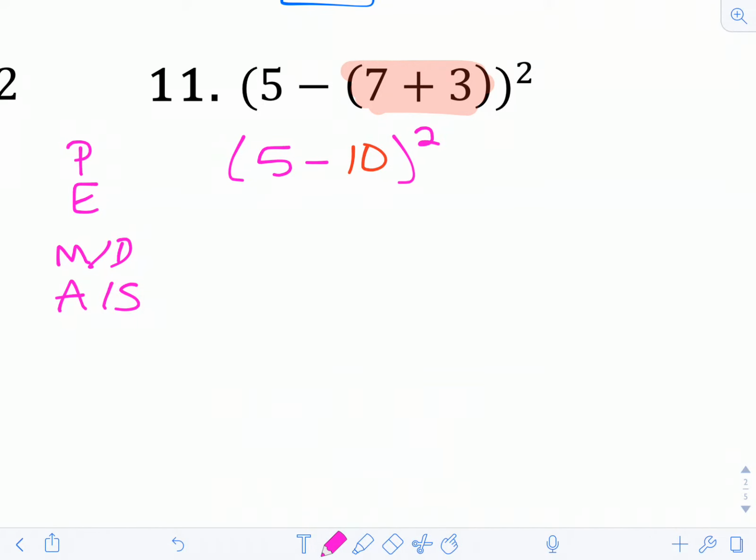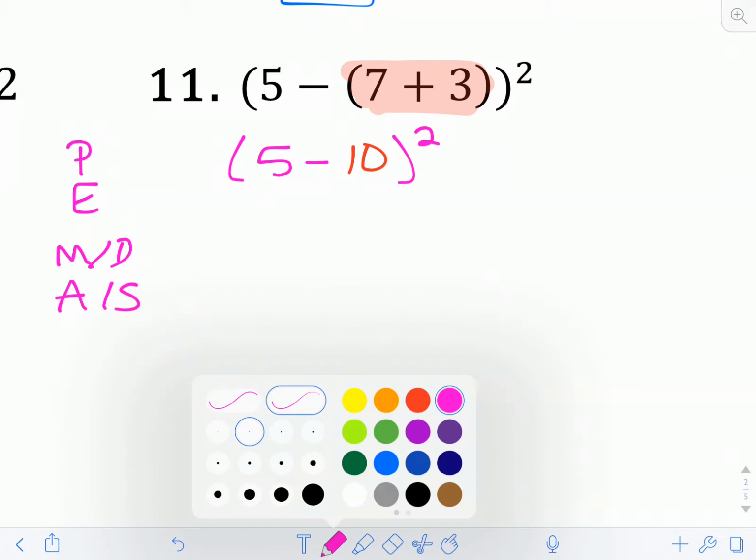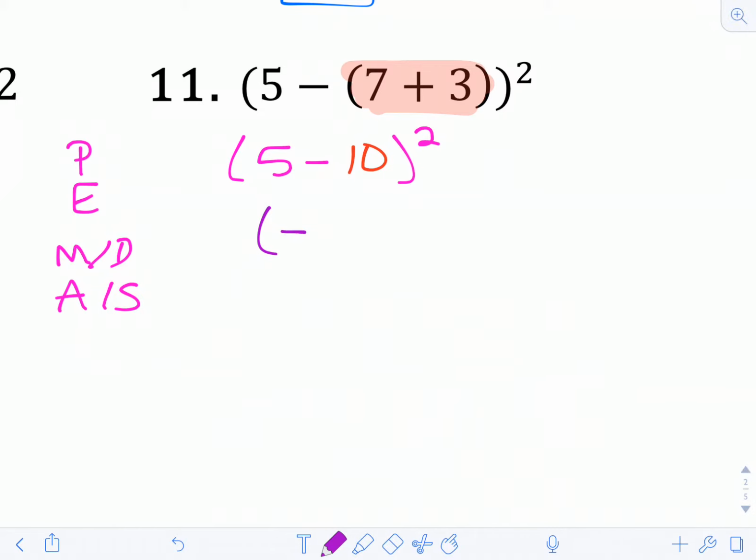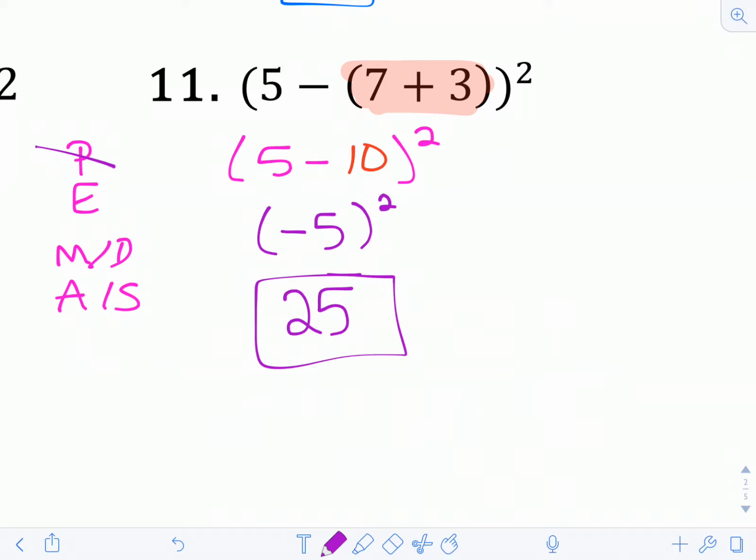So I still have to take care of my parentheses. 5 minus 10 is negative 5. And that's squared. And then negative 5 times negative 5 is a positive 25. So really all we had here was parentheses and exponents. We do not have any multiplication, division, addition, or subtraction.